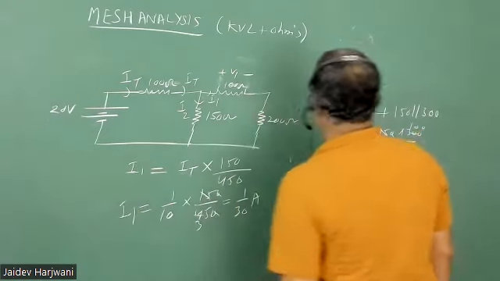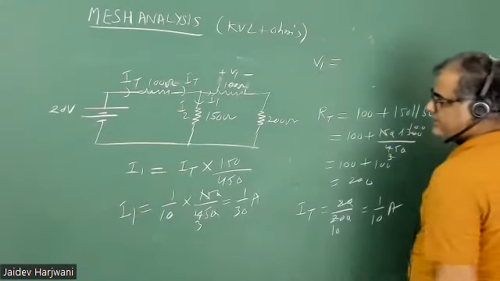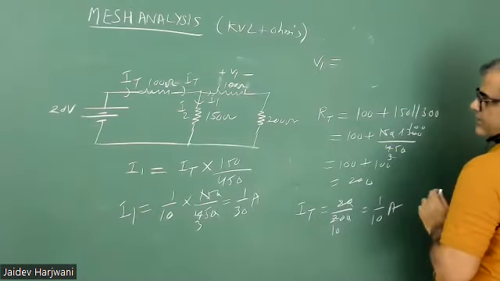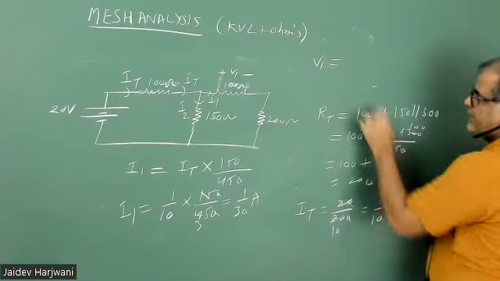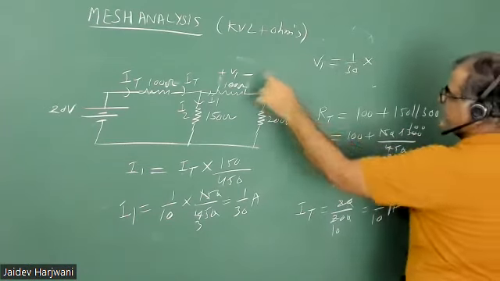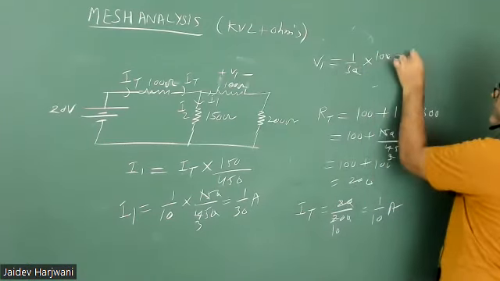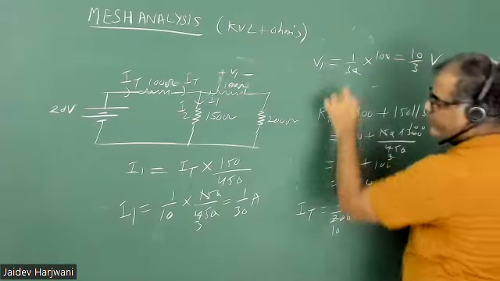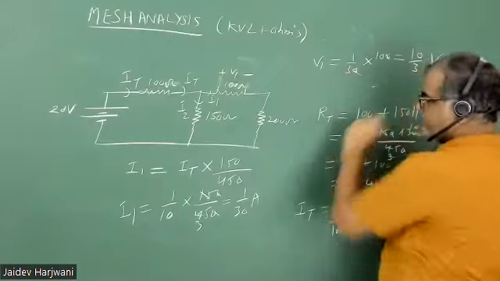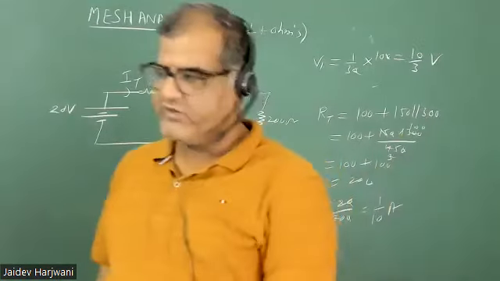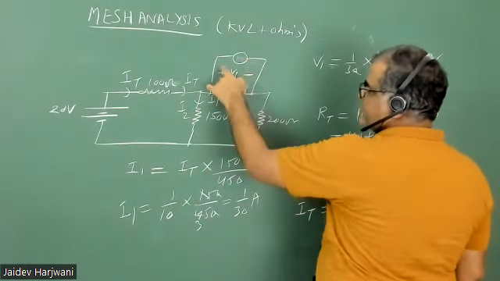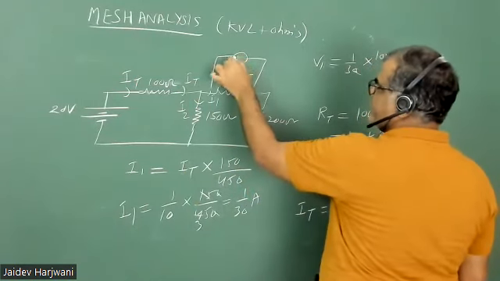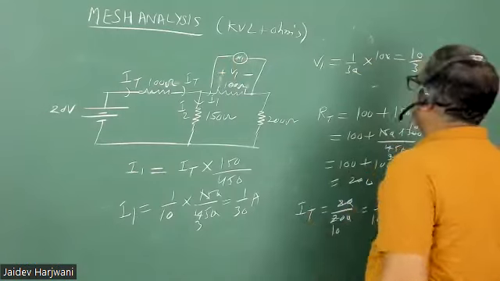Now tell me what is V1. How much is V1? That is I1 into R1, so I1 into resistance 100. So that is your 10/3 volt. So voltmeter 1 is giving you the value 10/3 volt. Here is a voltmeter which is measuring, and its resistance is not affecting this one. So V1 equals 10/3 volt.